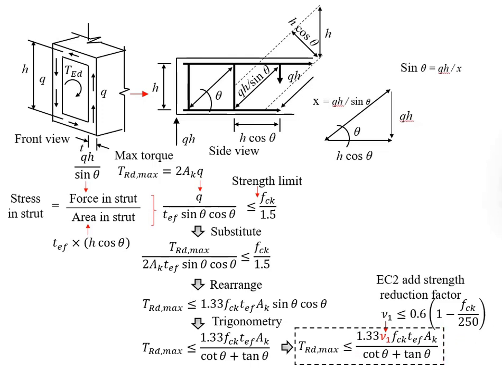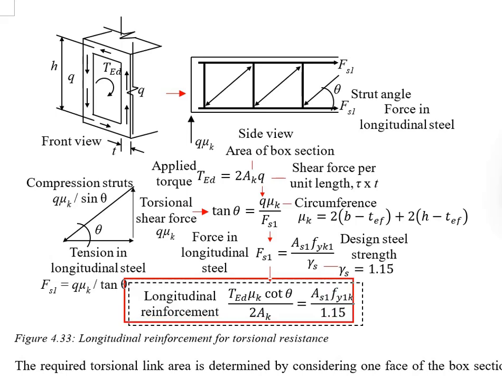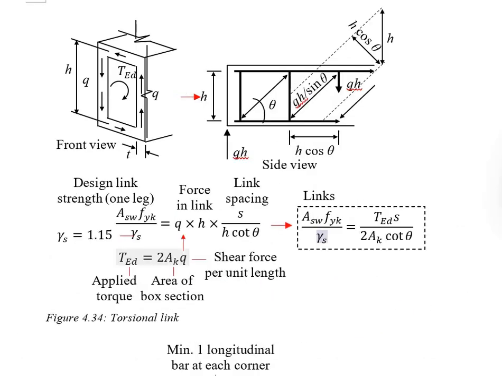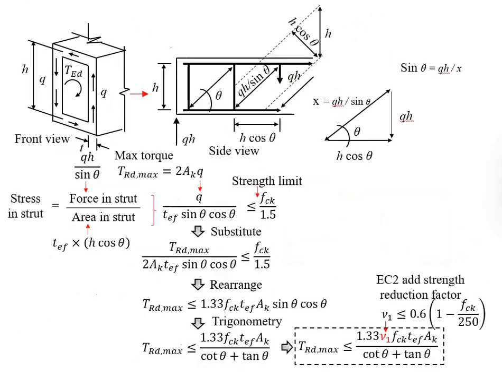This will represent a very important step for you to design a member subjected to torsion. The concept will be quite similar to the design for the shear reinforcement. You must first make sure that the maximum torsional force is not exceeded. Only then you proceed with the calculations of the longitudinal reinforcement and then the torsional link. Now, in the case that you find that this maximum torsional force is exceeded, the implication is that the member will undergo brittle failure due to the torsional force.